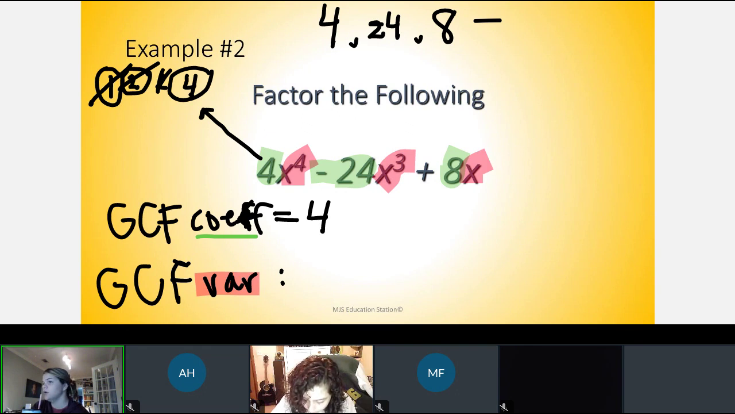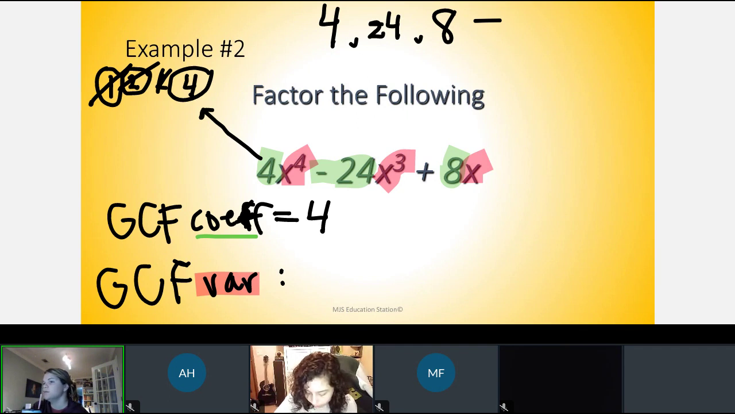Okay, now to find the coefficient or the GCF, well, 8 doesn't work, Erica, because 4 divided by 8 doesn't give me a whole number. That gives me 1/2. So the GCF cannot be bigger than your smallest number. It can be equal to the smallest number, like in this case, but it cannot be bigger than your smallest number.